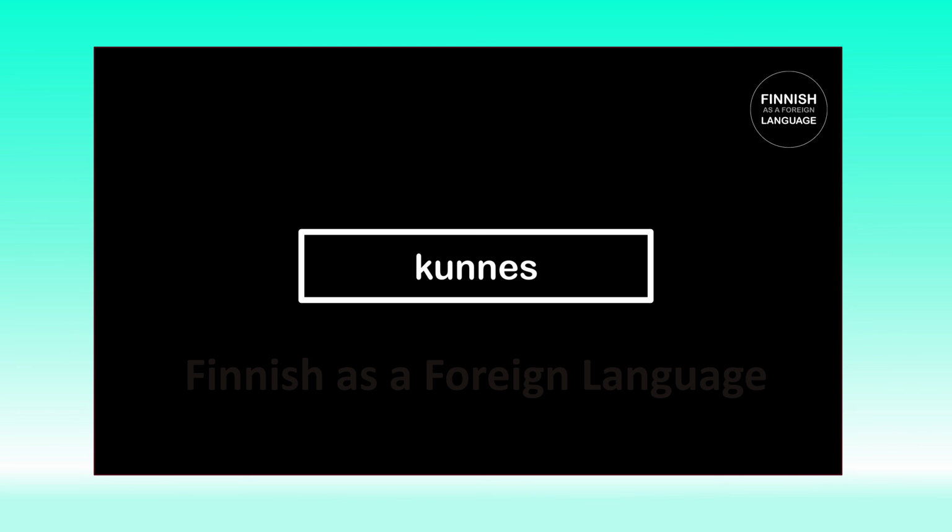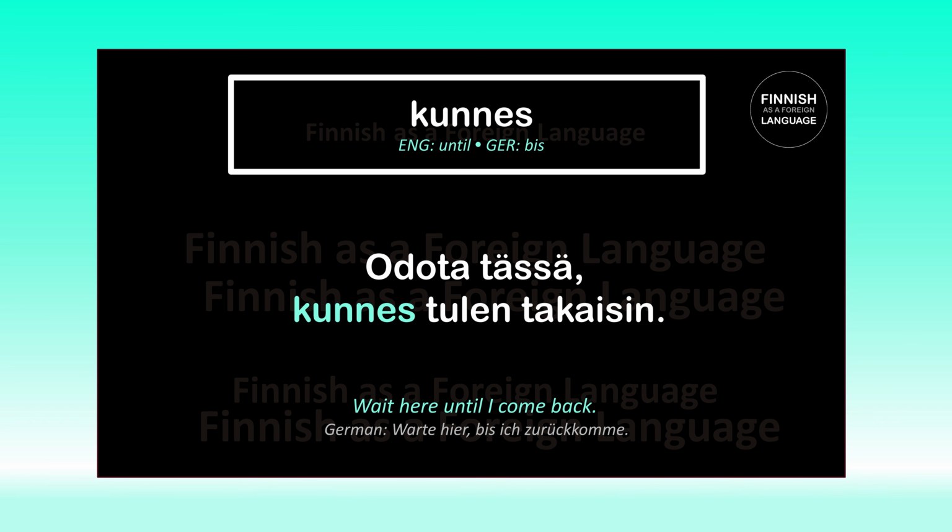Next one is kunnes, meaning until. For example, odota tässä, kunnes tulen takaisin, means wait here until I come back. Let's go step by step. Odota tässä means wait here. Here we have the imperative form. Odota is the second person imperative of the verb odottaa, which means to wait. Tässä means here in this spot.